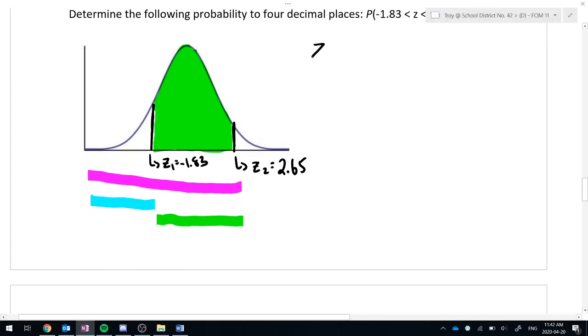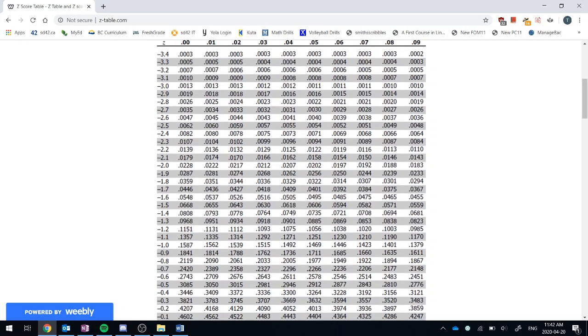Okay, so from our table again. So Z1, negative 1.83. So negative 1.8, first two numbers. 3 is our third number. So that one's going to be 0.0336, which is just 3.36%.